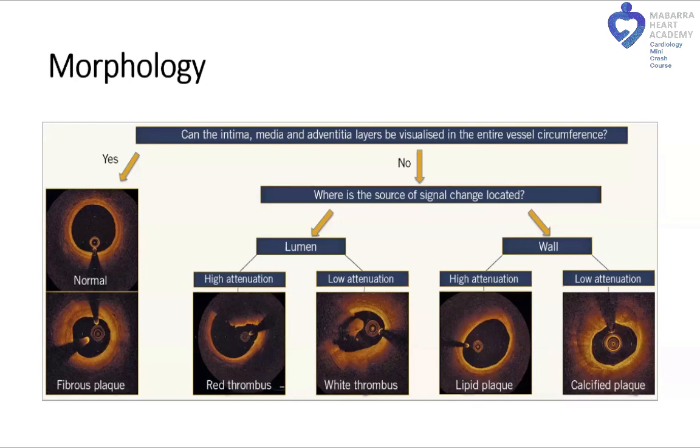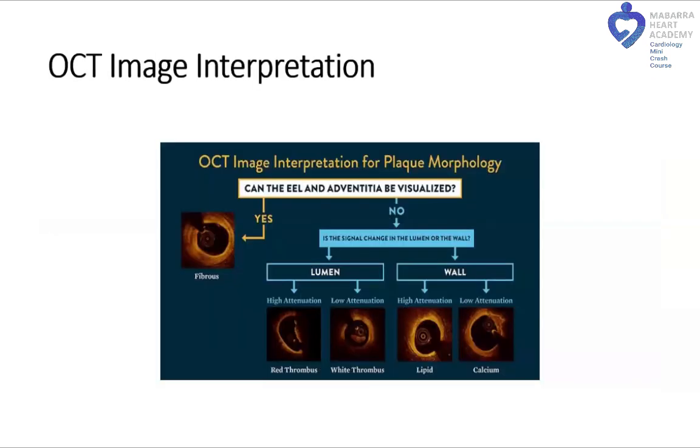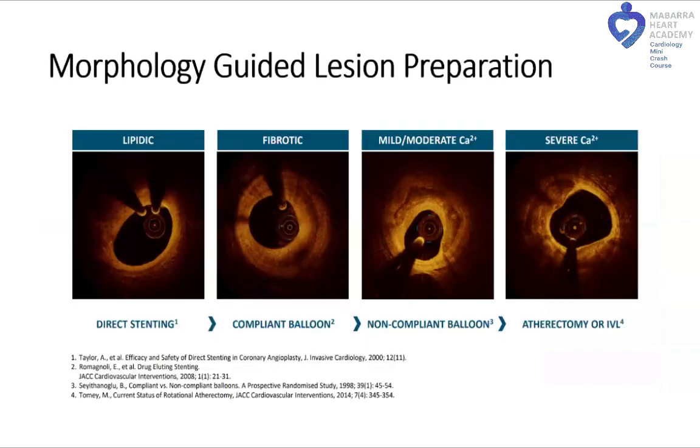If the pathology is in the wall, it's one of 2 things. Either you have high attenuation, meaning there is lipid plaque, which, as you can appreciate, is very dark. You cannot see anything behind it. Or you have low attenuation, which is calcium, well demarcated, and you can identify the borders of the calcium. And this is the hallmark of calcific plaque.